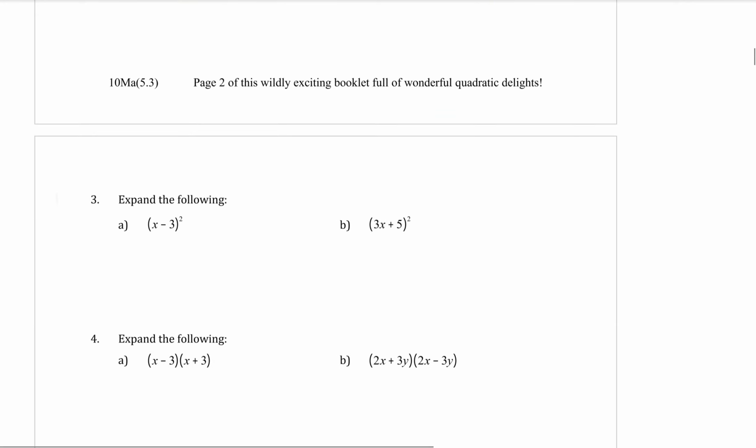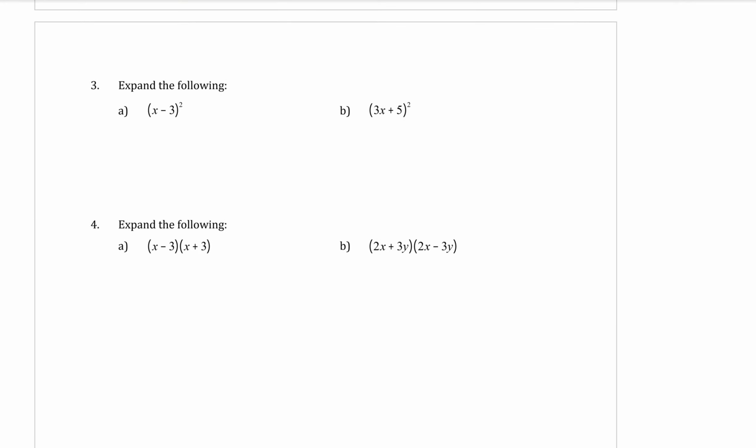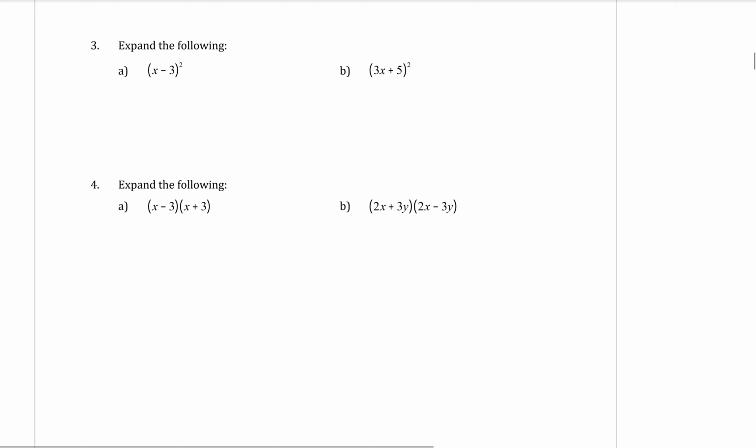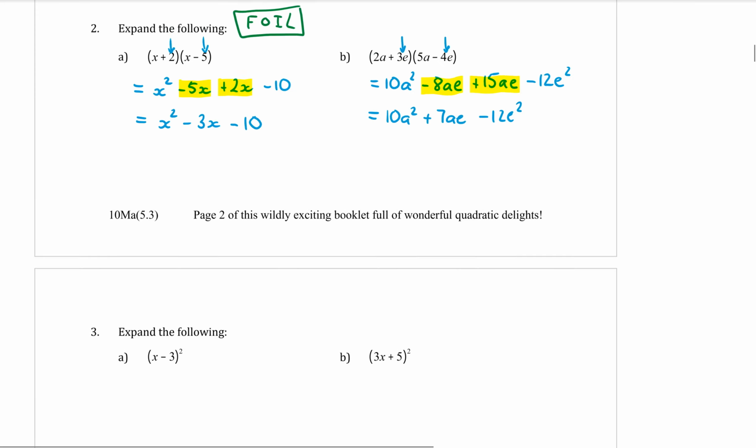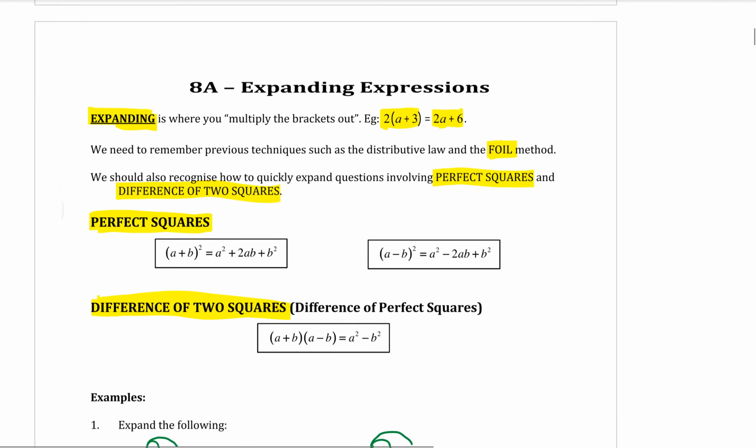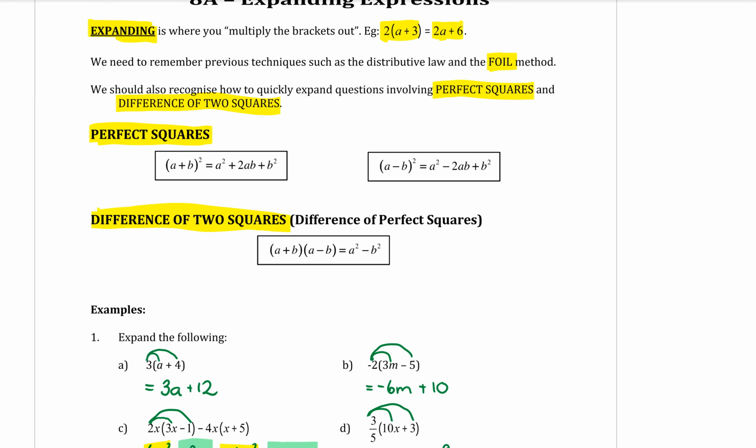In question 3 on the next page, we are still expanding, obviously, but these are the ones that have shortcuts. If you are ever stuck with these questions, you can always resort back to FOIL and do the full expansion. I will show you how to do that in a minute. But for question 3, the shortcut. Now this is using the perfect square formulas here.